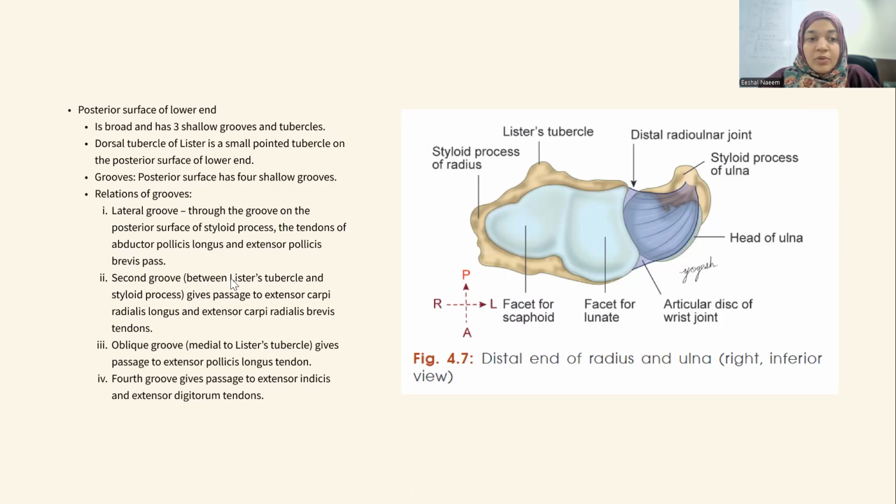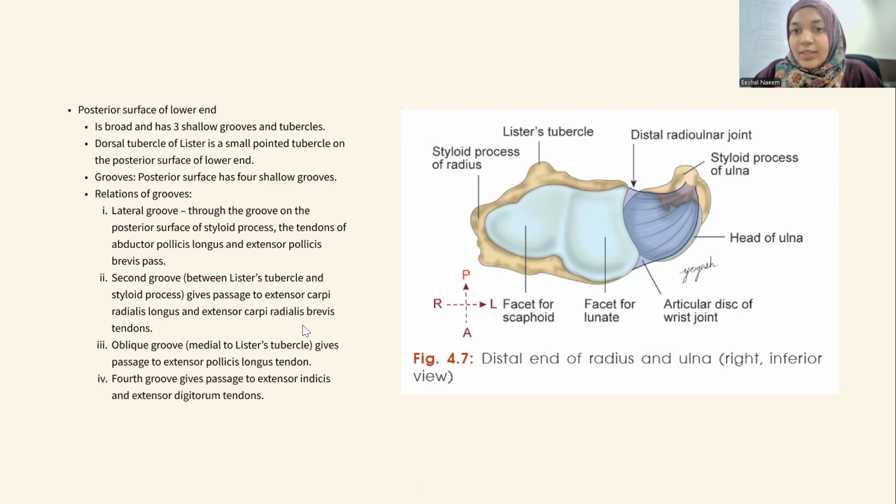Then there's a second groove between the Lister tubercle and the styloid process. So this is the second groove. Now this second groove gives passage to extensor carpi radialis longus and extensor carpi radialis brevis tendons. Then there's an oblique groove medial to Lister's tubercle. So this is the Lister's tubercle. We are talking about a groove that is here. This gives passage to extensor pollicis longus tendon, and then there's a fourth groove here which gives passage to extensor indicis and extensor digitorum tendons.